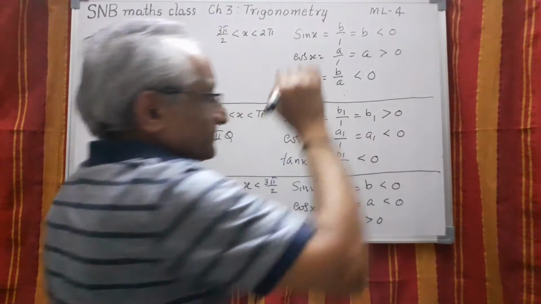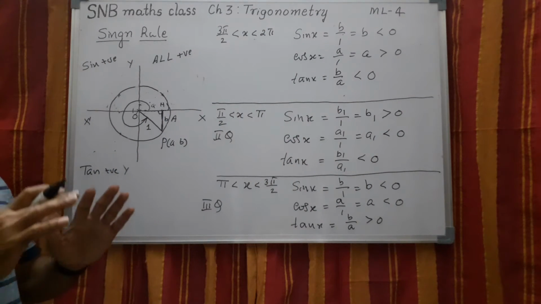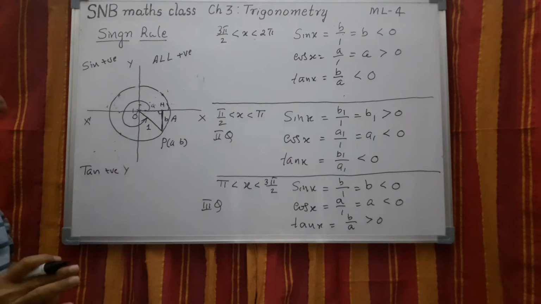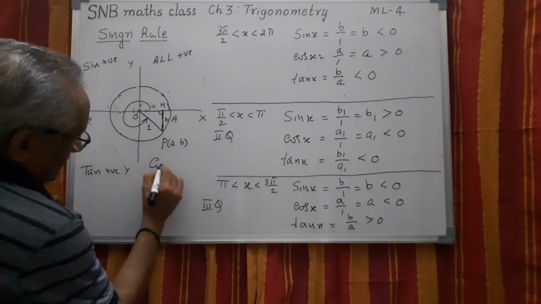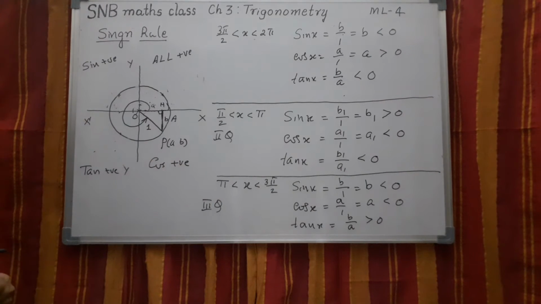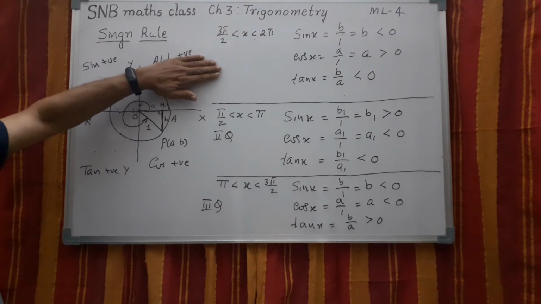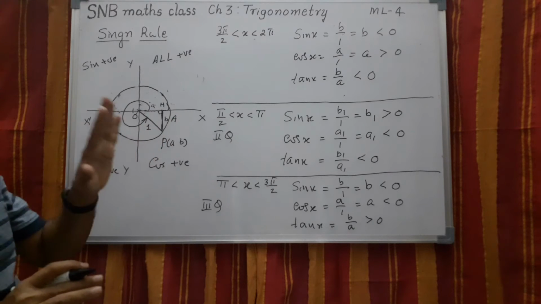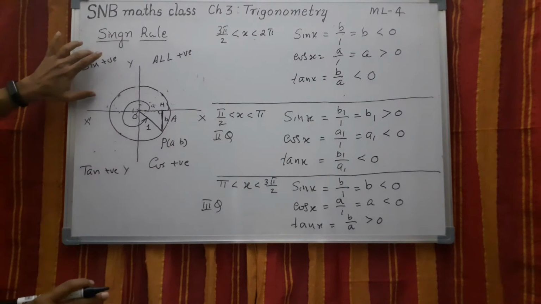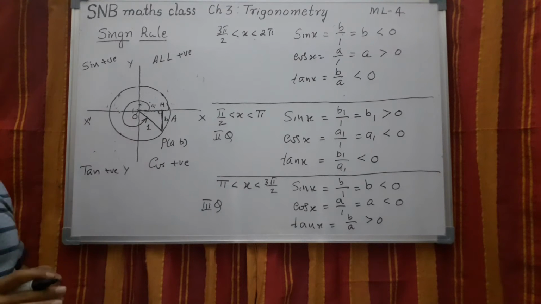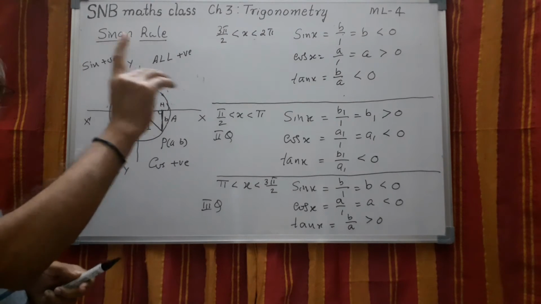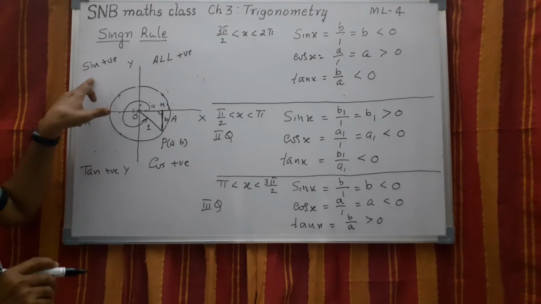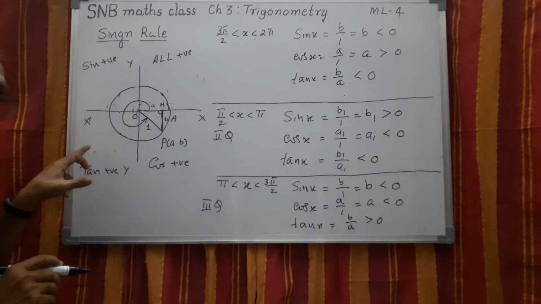So there is a beautiful relationship between the signs of the three trigonometric ratios. See here, I have to write cos positive here. So what is the relation? This is the logical understanding. The entire plane is divided into 4 parts: first quadrant, second quadrant, third quadrant, fourth quadrant. Now in the first quadrant, all trigonometric ratios are positive. In the second quadrant, only sine is positive. In the third quadrant, only tan is positive.